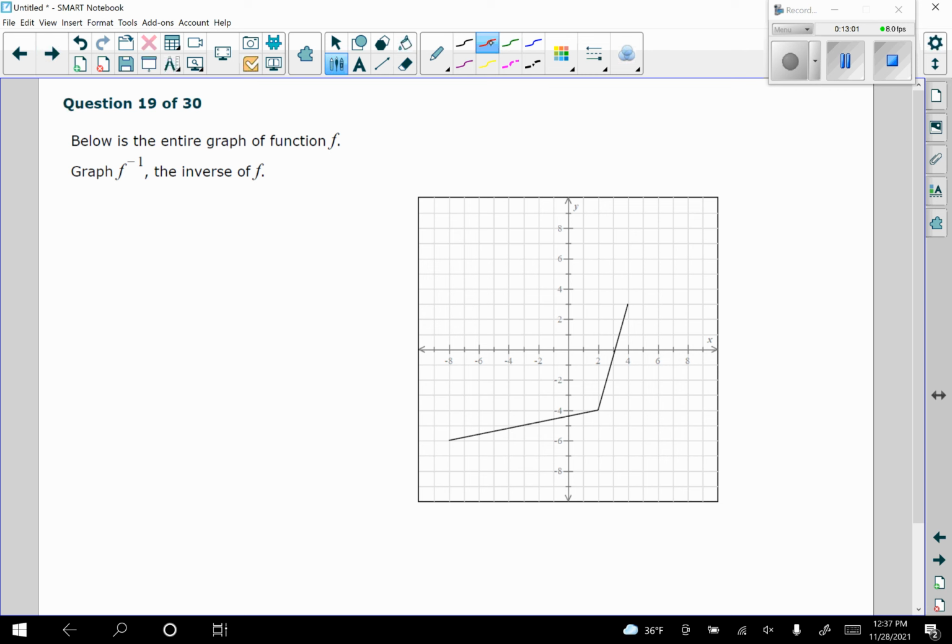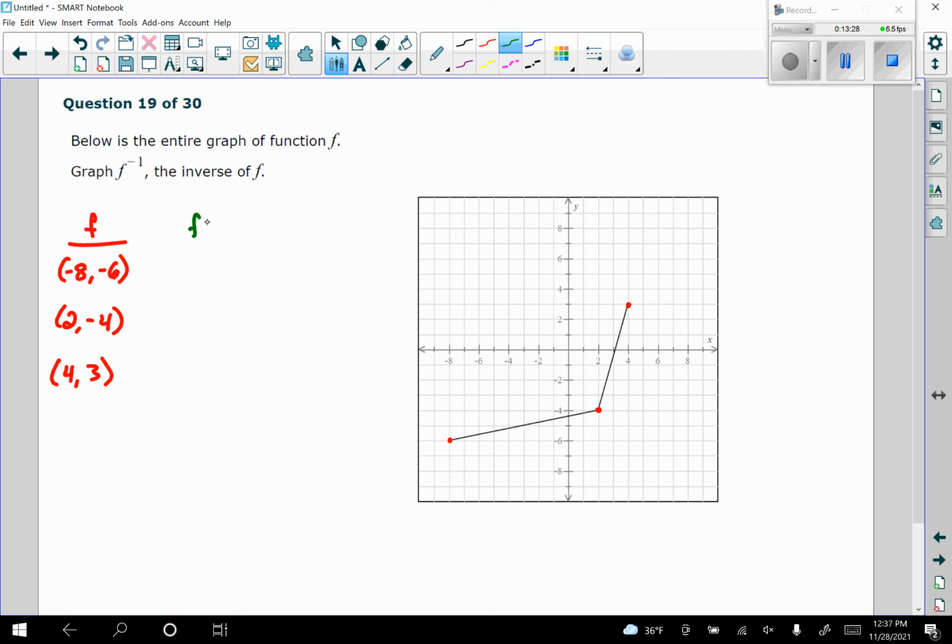Okay, for number 19, here we have the entire graph of function f. We want to graph the inverse of f. So let's go ahead and make some points here. So right here we could say on f, we have the point -8, -6. We'll go here to the corner. Looks like 2, -4. And I'll go right up here. We'll say 4, 3.